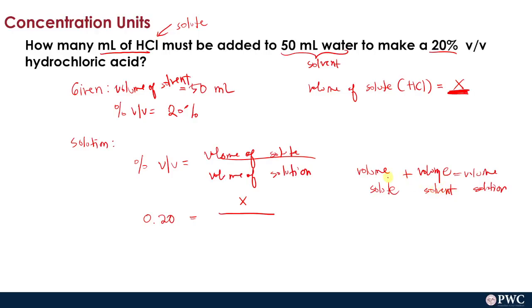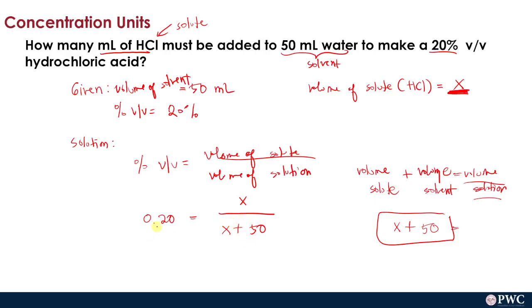Here again, the volume of the solute is X. We don't know the volume of the solute yet, but we know the volume of the solvent is equal to 50 mL. So for the volume of the solution, we can use this expression: X plus 50. Next, we're looking for the value of X here.